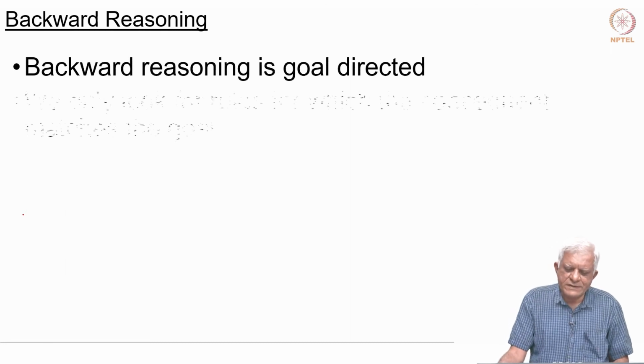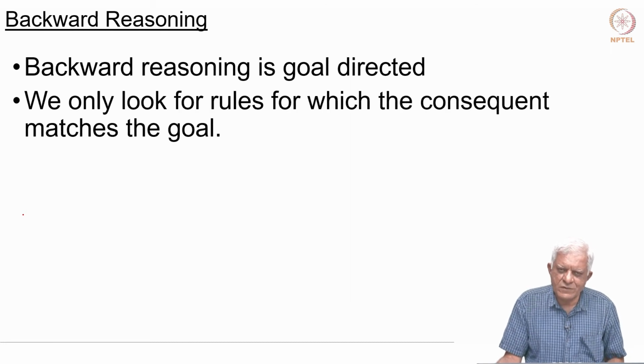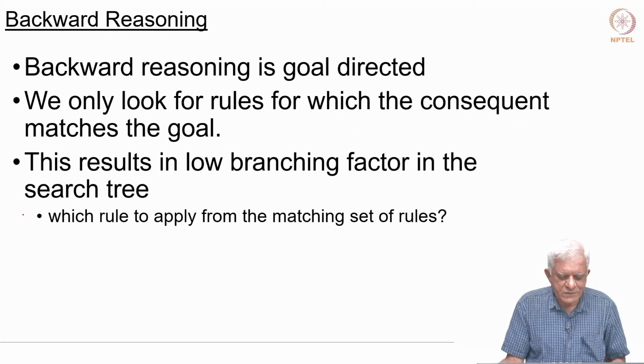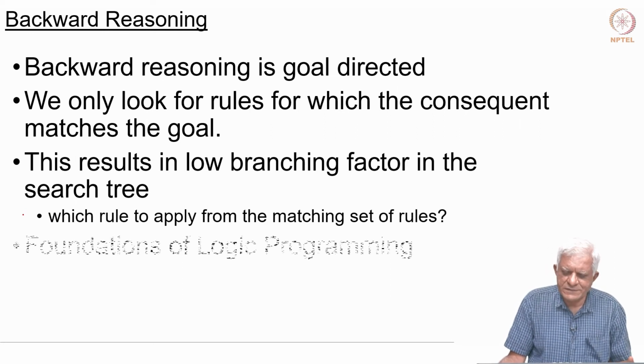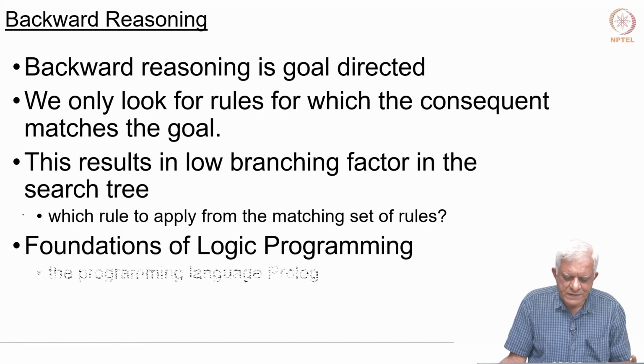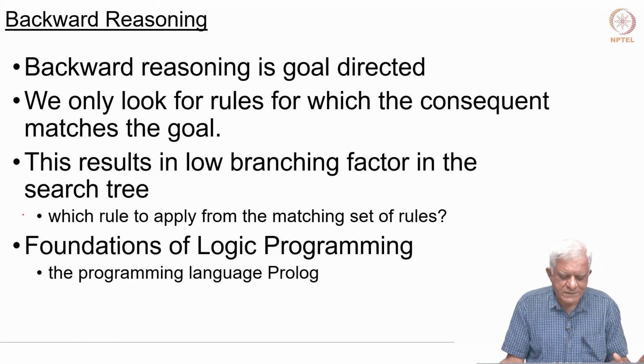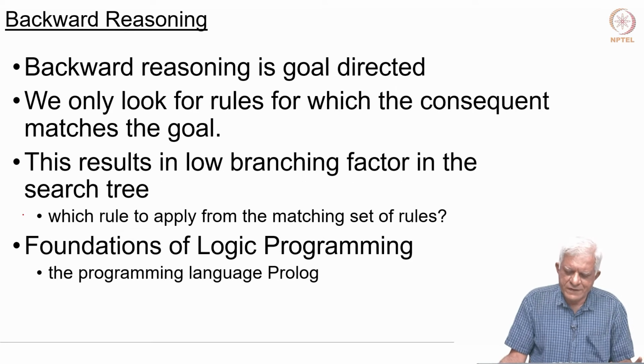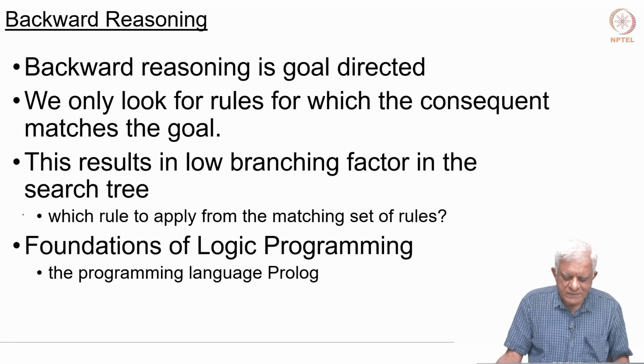So, backward reasoning is goal directed. We only look for rules in which the consequent matches the goal. The result is a low branching factor in the search tree. The number of rules that will come into contention will be smaller, and it is in fact the foundation of this whole field of logic programming.